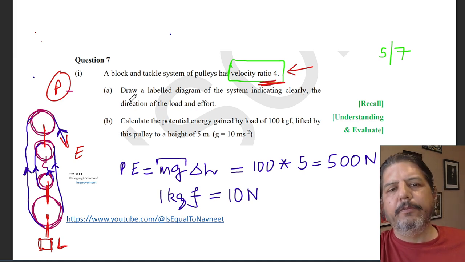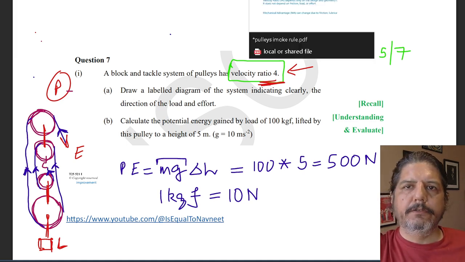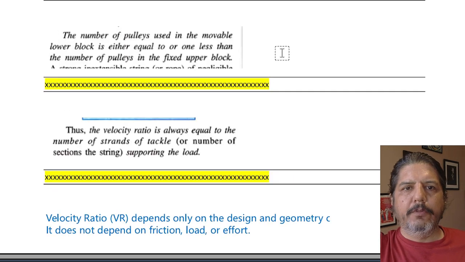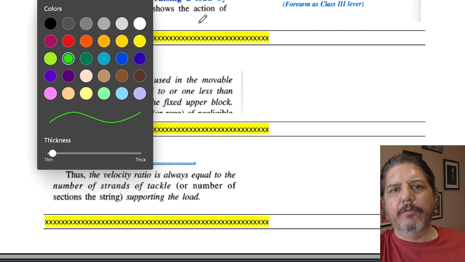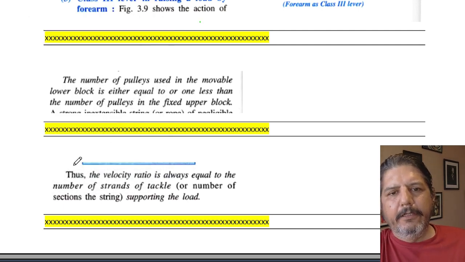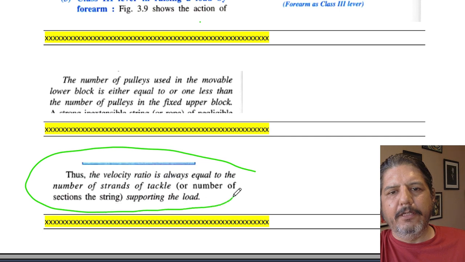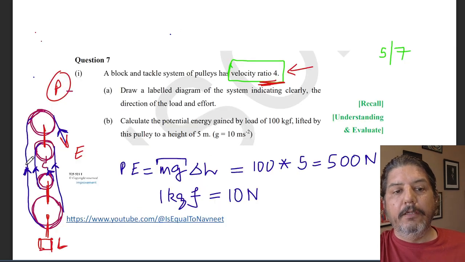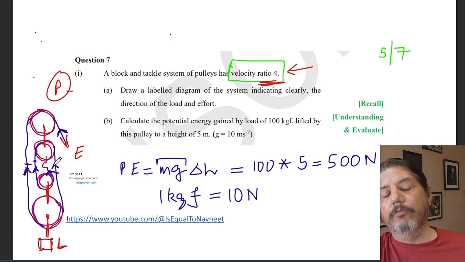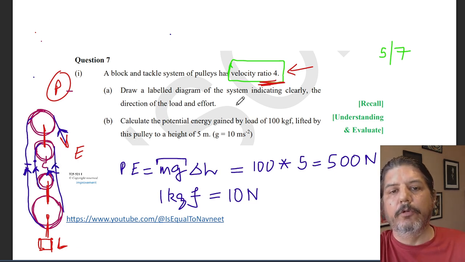Another thing, it is not asked, but I just want to make this clear in this lecture. Always remember this part. I have taken the scan from your textbook only. The velocity ratio is always equal to the number of strands of the tackle, or the number of sections supporting the load. So 1, 2, 3, 4. There are 4 strings which are supporting the load. So the velocity ratio is 4.